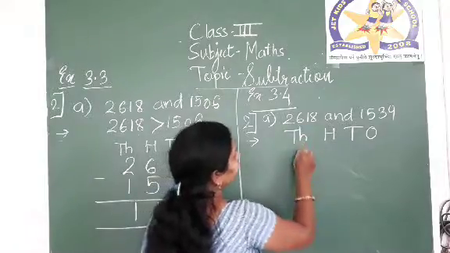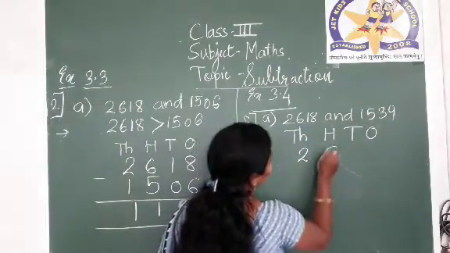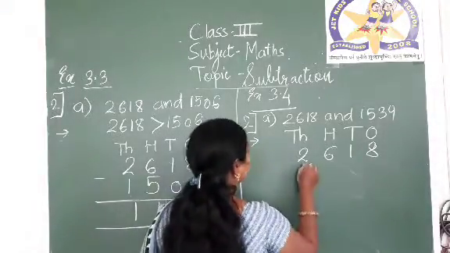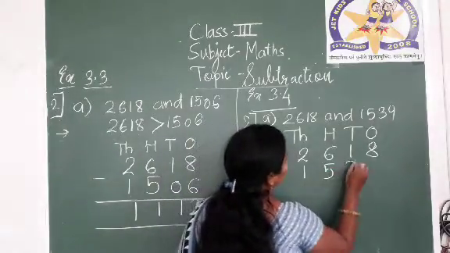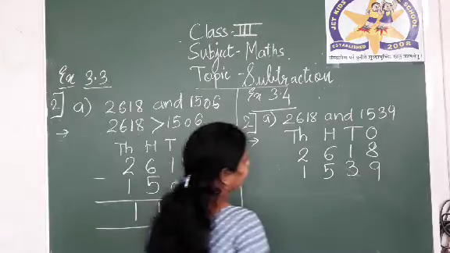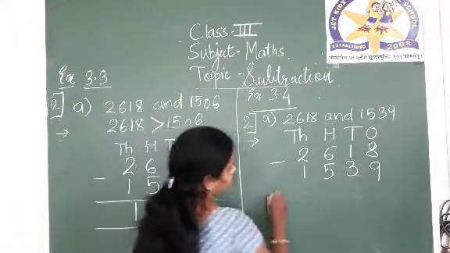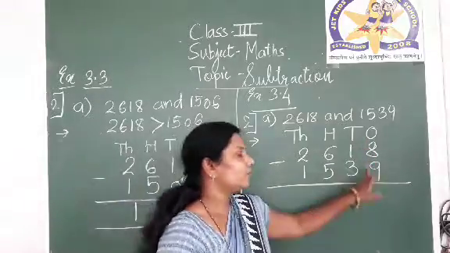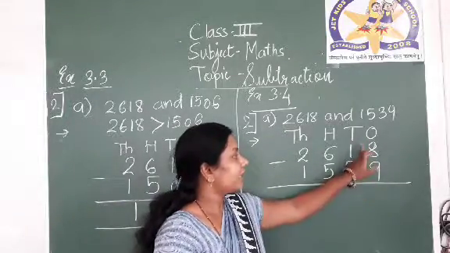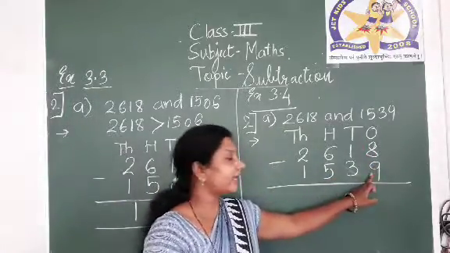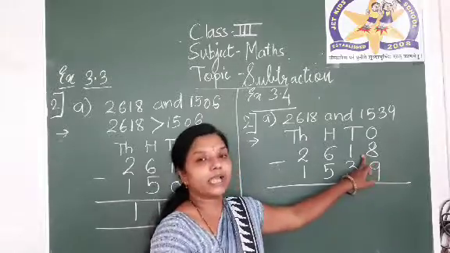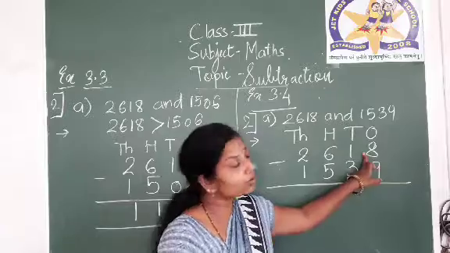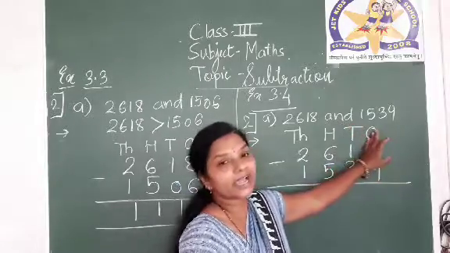So make the columns 1000, 100, tens and ones. Write down the greater number at the top, 2680, and the smaller number 1539. Minus. Now start subtracting from the ones column. 0 minus 9. Again 9 is greater than 0. I cannot subtract 9 from 0. So what do we have to do? We have to regroup tens and ones.